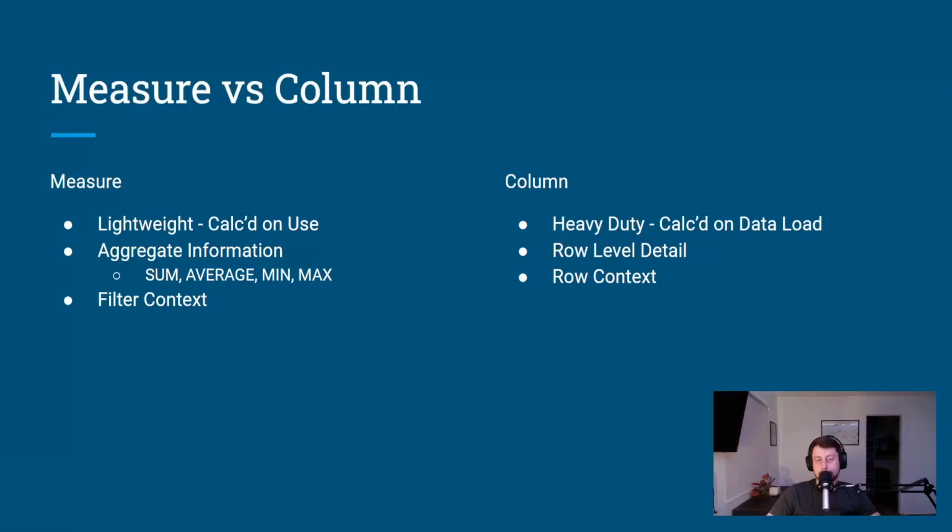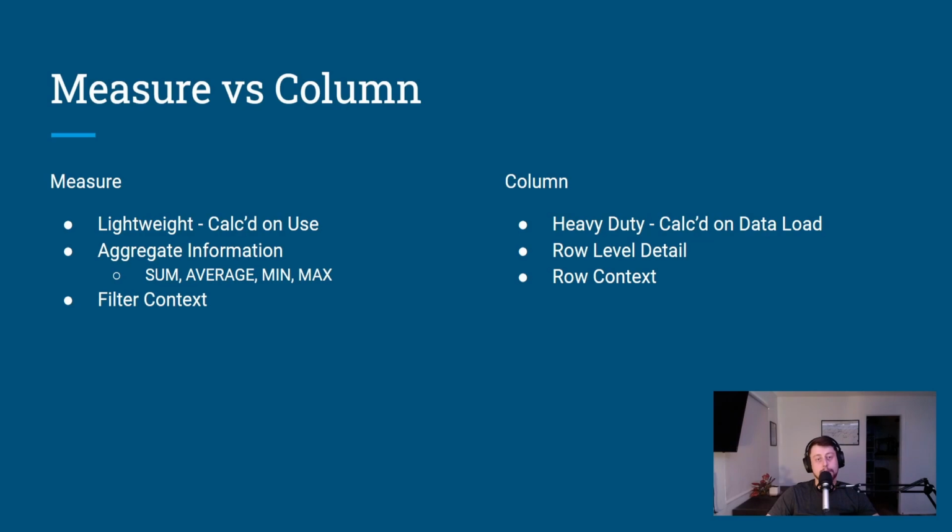You'll hear a lot about measures and columns, and there's a lot of aspects where they can be very, very helpful. Sometimes measures and columns will have overlap in terms of the usefulness that they can provide, but it really depends on your specific use case. So for columns, they're heavy duty. They're calculated on the data load. So if you create a new column and you have any kind of function in it, it's going to be looking at that and loading that information. It's focused on the row level detail, and it's contextualized by the row itself. We'll see some examples of that with the date function we're about to build.